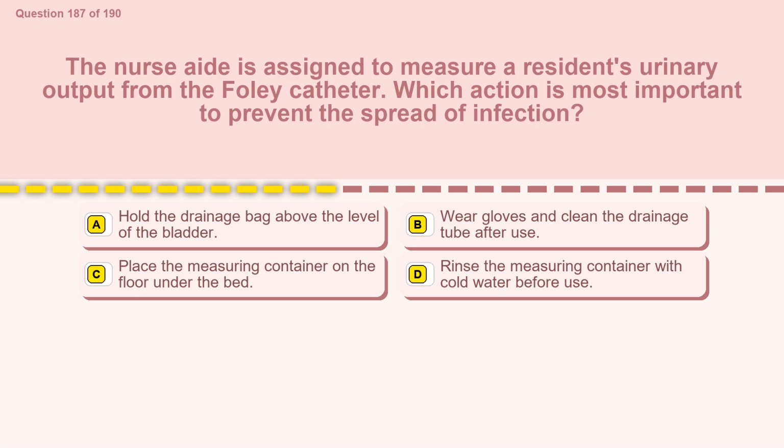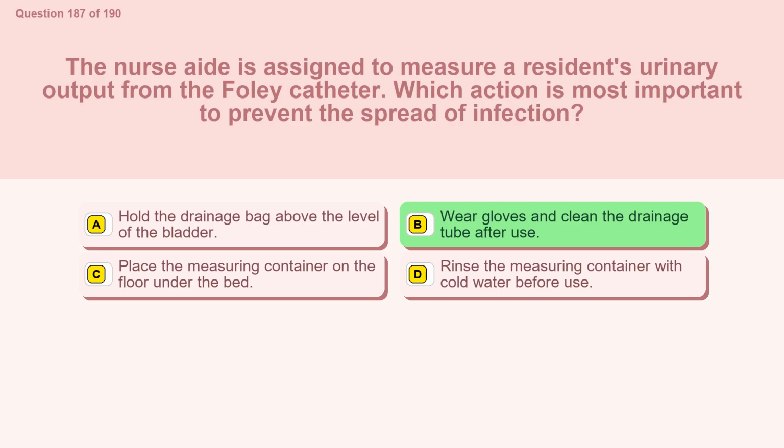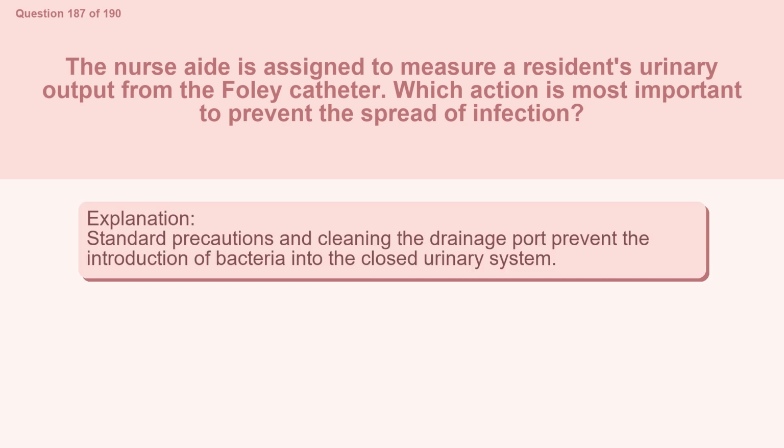Option A. Hold the drainage bag above the level of the bladder. Option B. Wear gloves and clean the drainage tube after use. Option C. Place the measuring container on the floor under the bed. Option D. Rinse the measuring container with cold water before use. The correct answer is option B. Wear gloves and clean the drainage tube after use. Standard precautions in cleaning the drainage port prevent the introduction of bacteria into the closed urinary system.